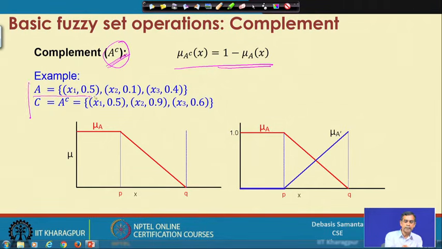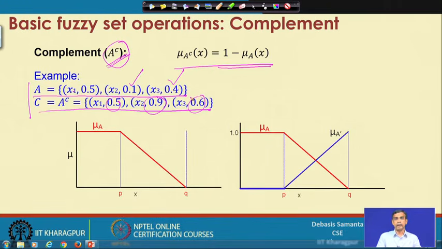Now, this is an example. A is the fuzzy set and then its complement A C is like this. For x 1 we have to use the formula 1 minus mu A of x. So, for 0.5 it is 0.5, for 0.1 it is 0.9, for 0.4 it is 0.6. So, the complement operation is straightforward.